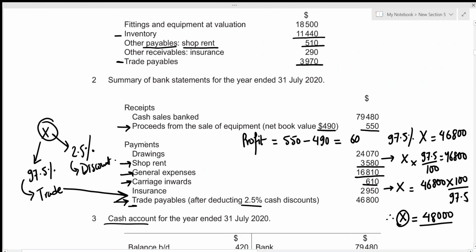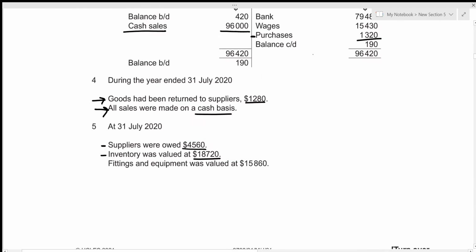That's insurance right here. So insurance, the amount is 2,950, but we're given the information at the opening date of 290. That's other receivables, so yet to receive amount. So we need to adjust it. Let's do that under the working section.